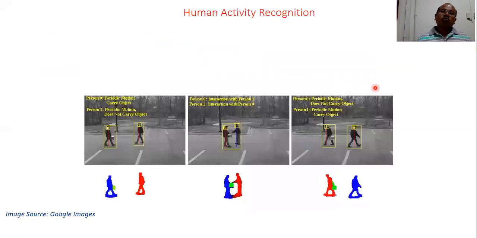Next one is human activity recognition. What are the human activities in different scenes? There is a scene, the scene may be a crime scene. There may be 100 different types of scenes where human beings are doing something, and what activities they are engaged in can also be recognized.